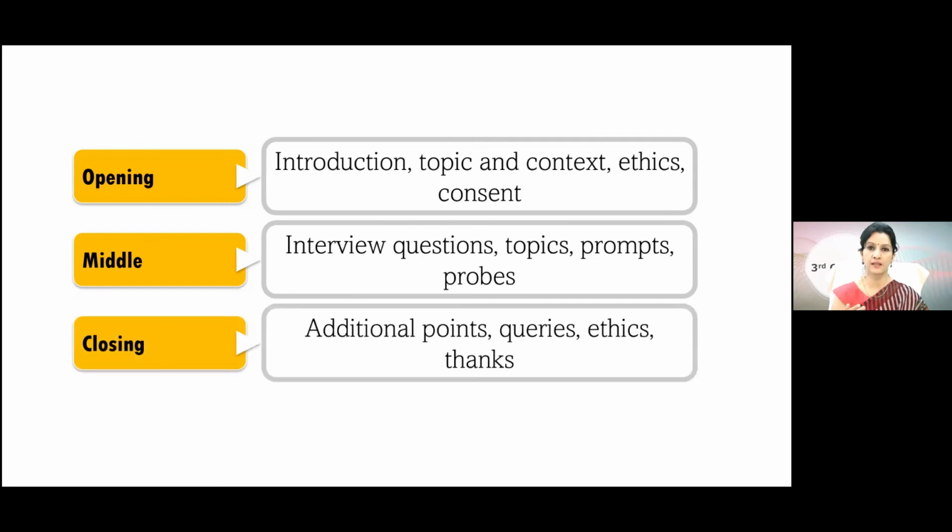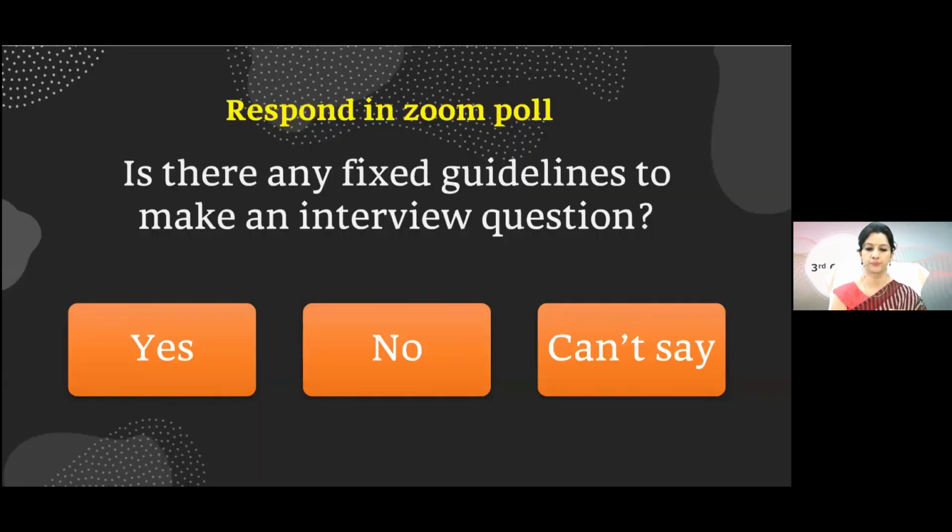And then there is the closing section, where if the respondent wants to make any additional point, he or she can make it. If there are any queries from their end or from your end, you can ask, and they can also ask. And then again, thanks giving at the end. So this is the opening section, the middle section, and the closing section of an interview guide.